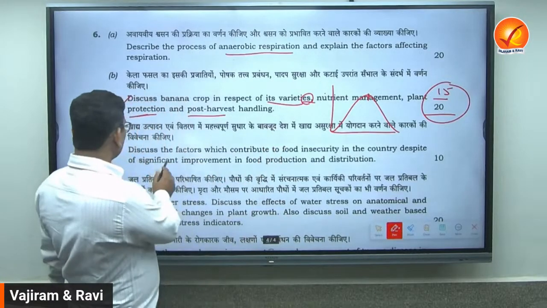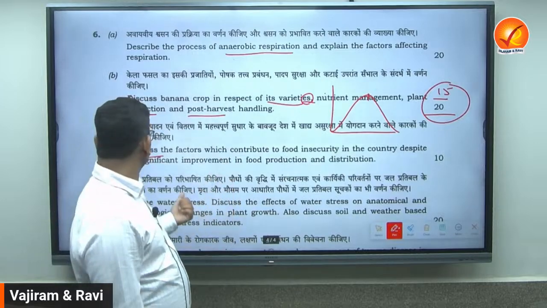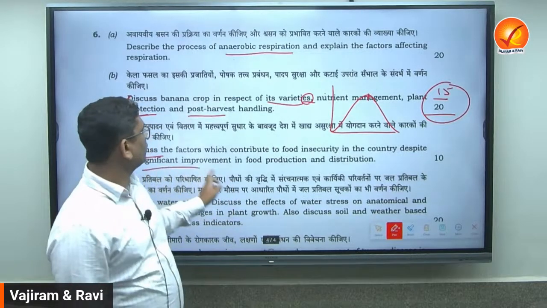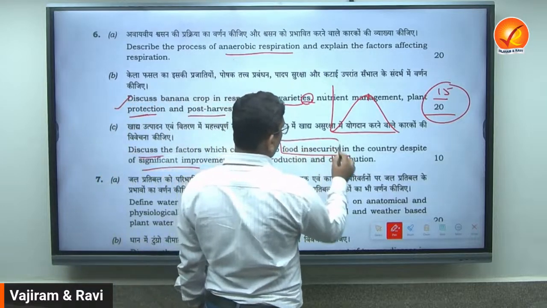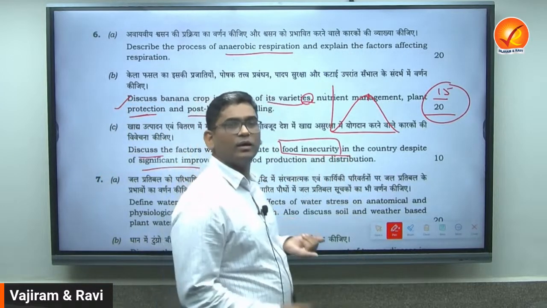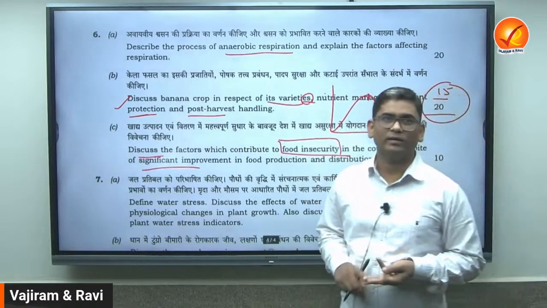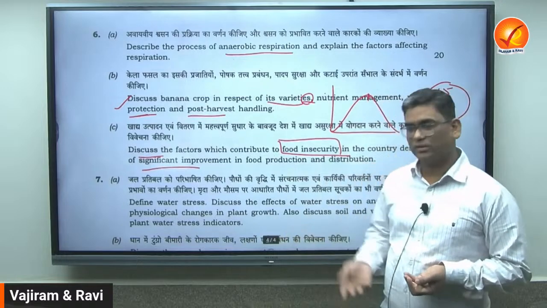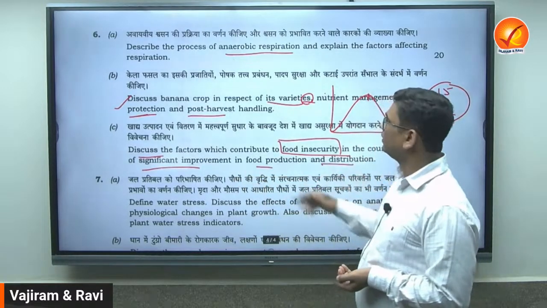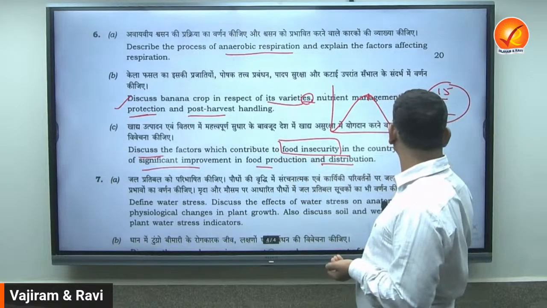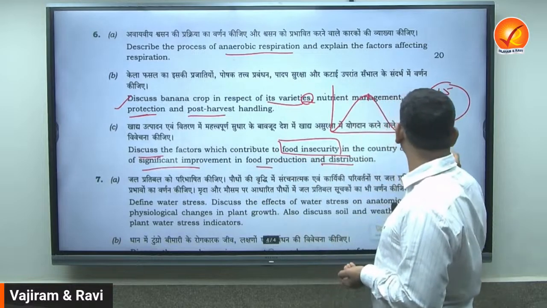Then next is: discuss the factors which contribute to food insecurity in the country, despite significant improvement in the food production and distribution. What is food insecurity? You can say climatic factors, distribution related factors, procurement related factors, you have to mention them. I have given them there. Significant improvement has happened in production and distribution. So such factors you have to discuss for a 10 marker. I have given around 10 points for this. This is an easy type of question, you can say that.